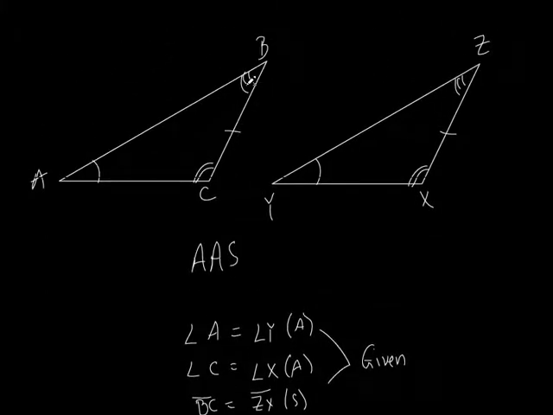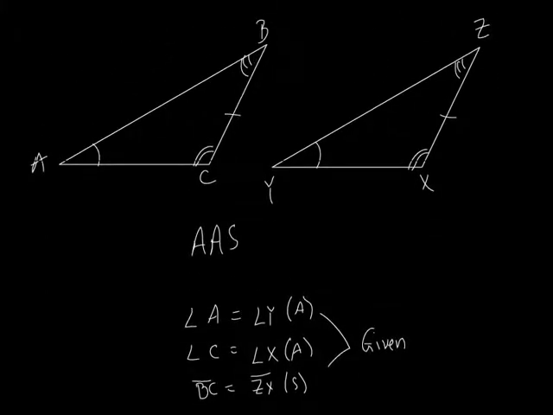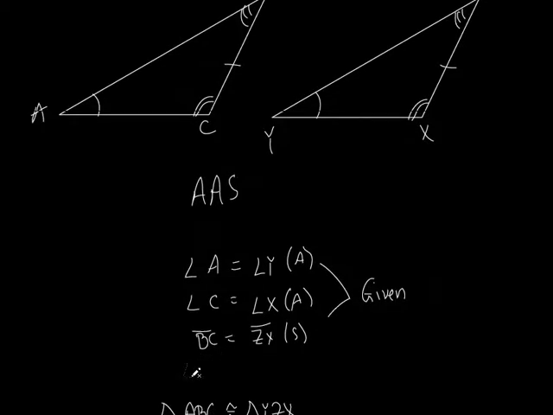You could say that angle B is equal to angle Z, couldn't you? So you could say angle B equals angle Z, and that would be the third angle theorem, right? Because if two angles of one triangle equal two angles of another, then the third angles are equal too. That's another angle, isn't it? So look what we got.